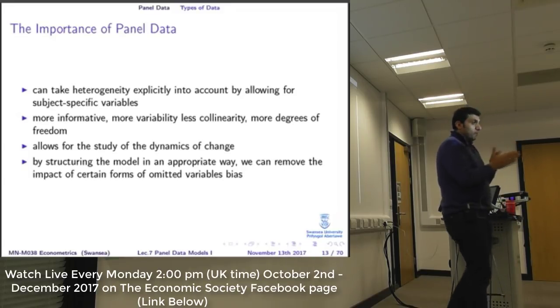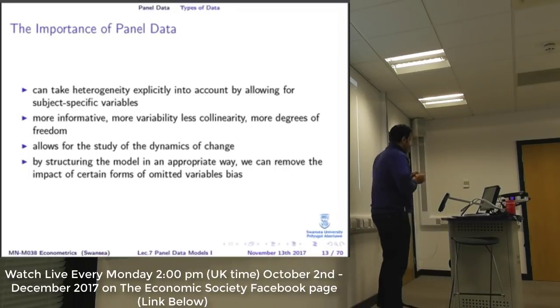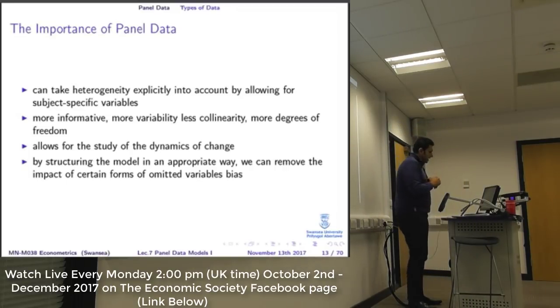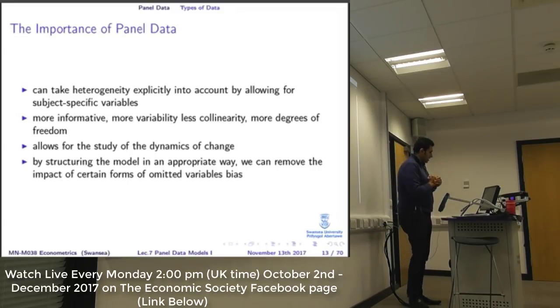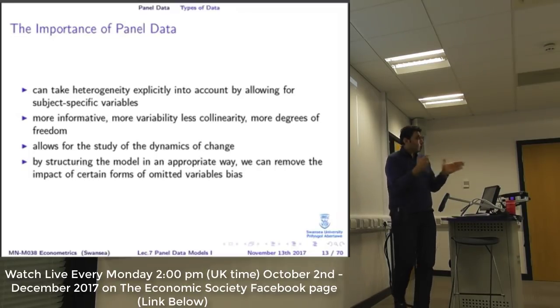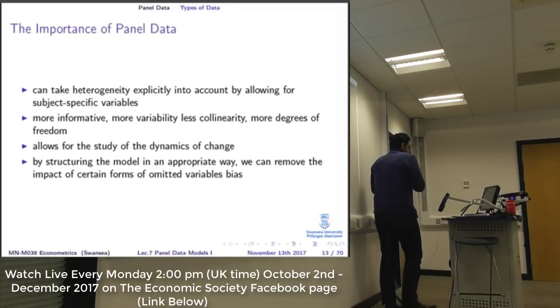Okay, so one of the benefits of having panel data, again, is that it allows for more degrees of freedom, which is really good especially for people who work with data that doesn't have a long time component or a long time element.